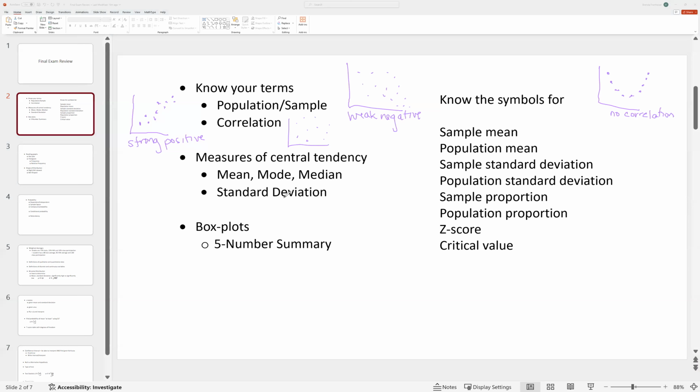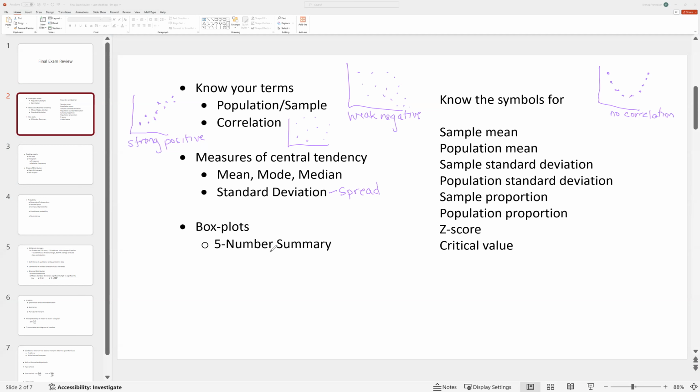Standard deviation. You don't have to calculate standard deviation. When we did this back in chapter 3 or whatever it was, we did a whole lot of tables. That is not on there, but know what it means. Standard deviation references the spread of the data. Be very familiar with what that means.